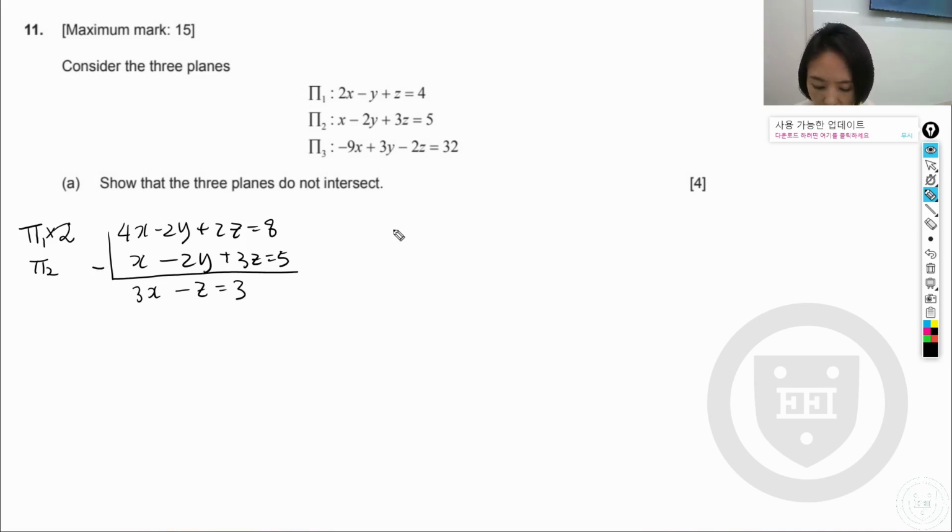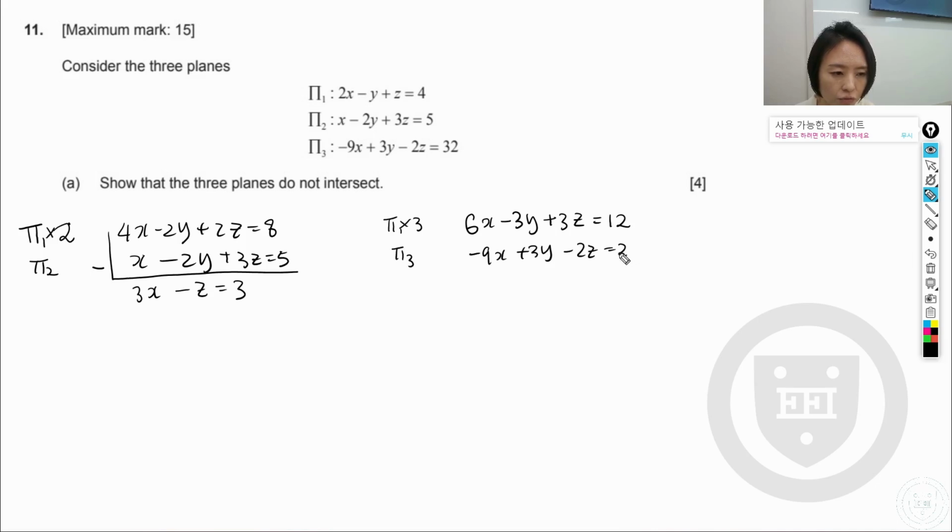Then I'll do a similar elimination using pi1 and pi3. Pi1 times 3 gives us 6x minus 3y plus 3z equal to 12. And pi3 is negative 9x plus 3y minus 2z equal to 32. If we add these two together, we get negative 3x plus z equal to 44. So we get two new equations.